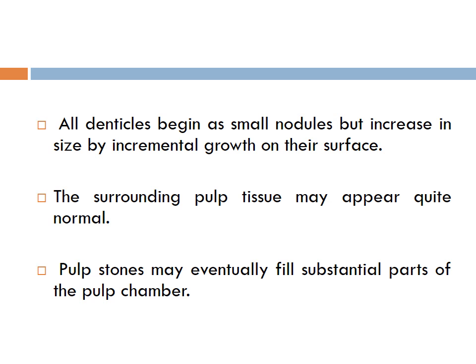All denticles begin as small nodules but increase in size by incremental growth on their surface. The surrounding pulp tissue may appear quite normal. Pulp stones may eventually fill substantial parts of the pulp chamber.